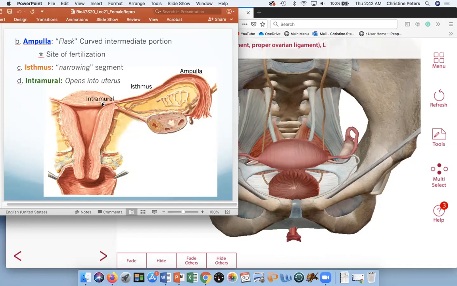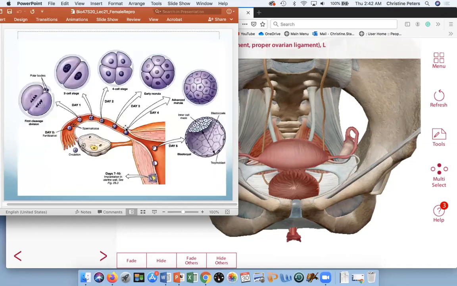All right, so we have this section here, the fallopian tube actually going through the uterine muscle to enter the uterine cavity. They call this portion the intramural portion. All right, so this is just a nice drawing. This one's out of your textbook and kind of shows you the progression that takes place if fertilization happens.